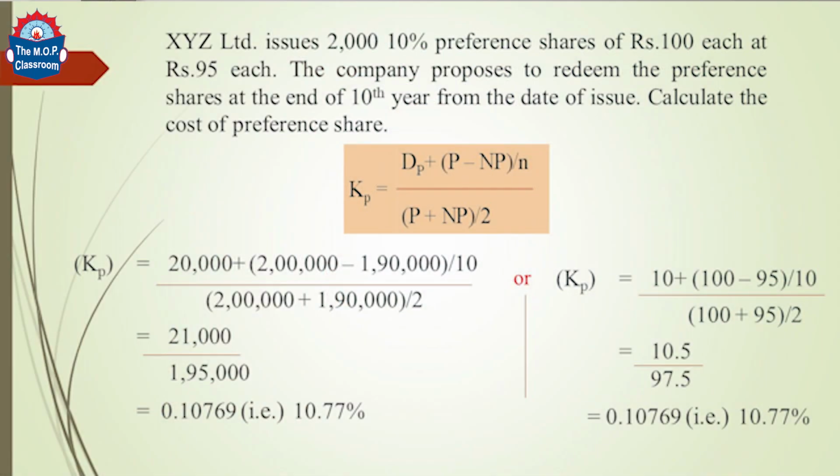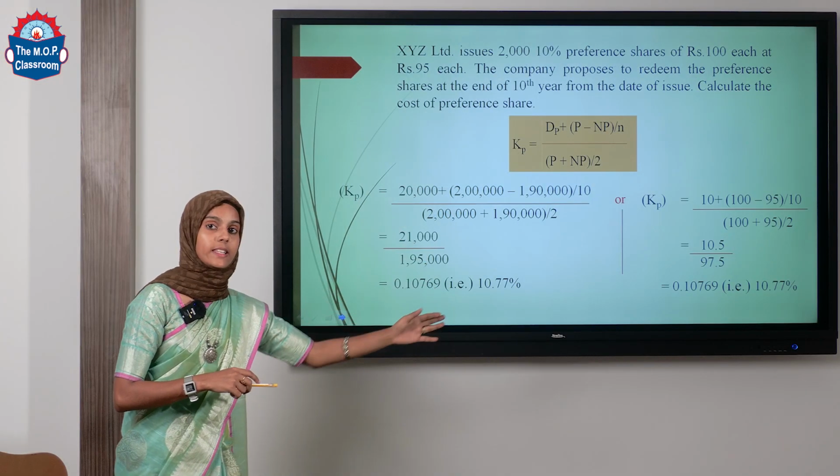Moving forward, we will see an example for redeemable preference shares. The same, but the company proposes to redeem the preference shares at the end of the 10th year. So, N is to be substituted by 10. Upon applying the formula, we will find the answer. And here we can also use one other method. Instead of multiplying and working out on the sum amount, we can use the face value and the discount value and apply them in the same formula and get the same answer.